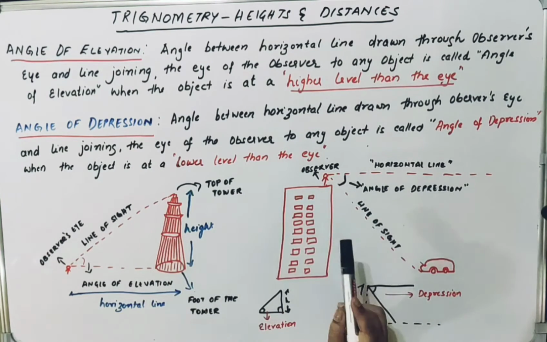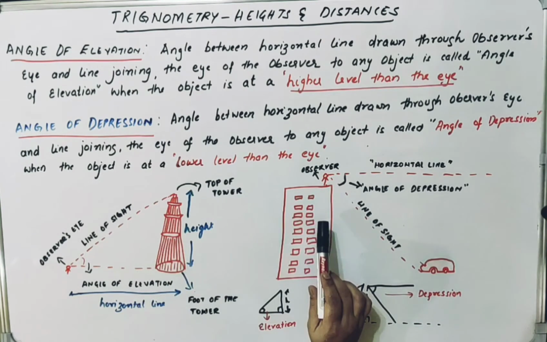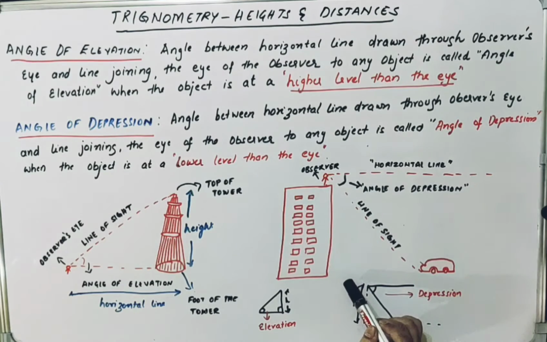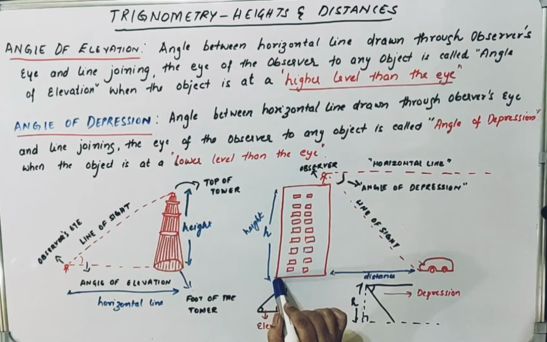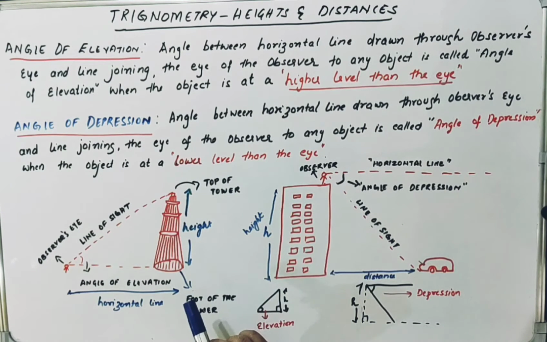On the other hand, there's a person standing on top of the building and he wants to measure the distance of this particular vehicle to the building. At the same time, we can also calculate the height of the building. So basically, this entire concept of trigonometry for heights and distances is used in measurement of objects which are taller and also to measure the distance between the object and the observer.